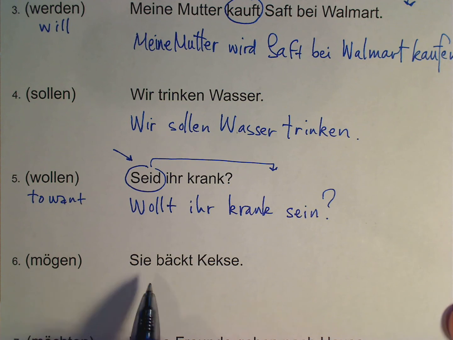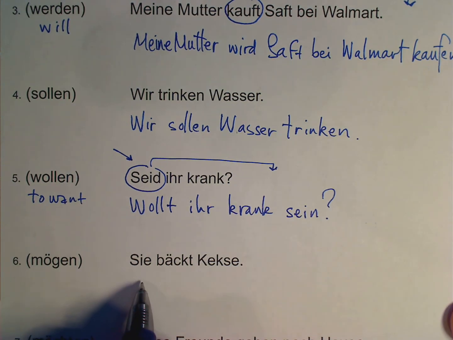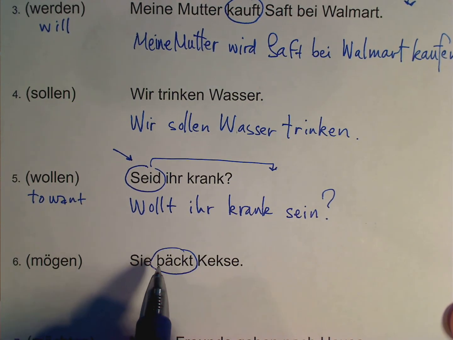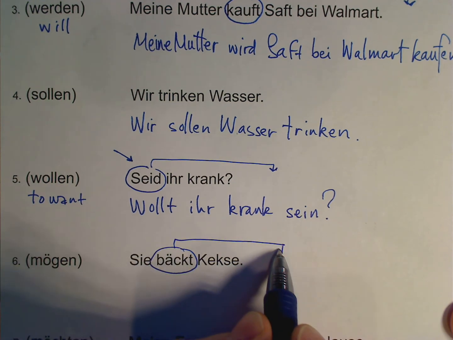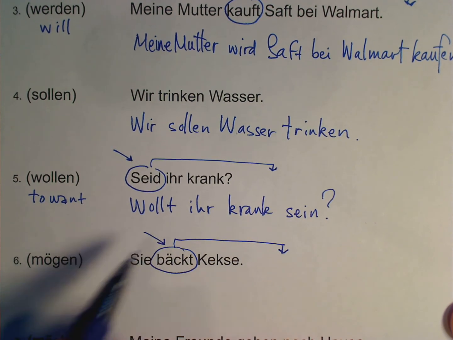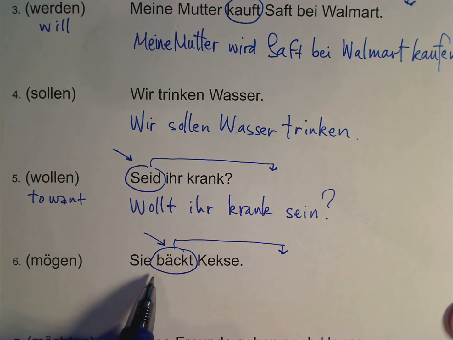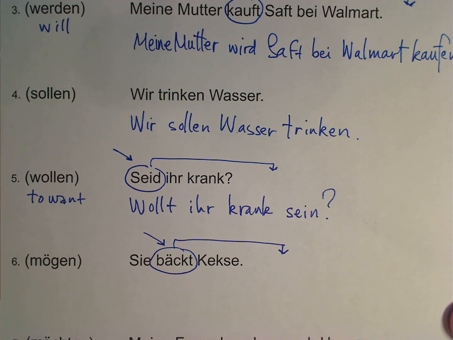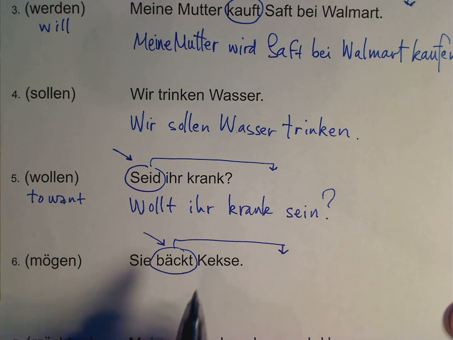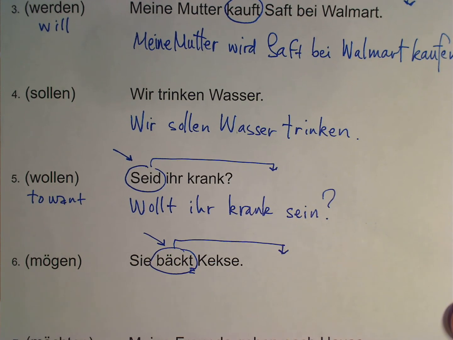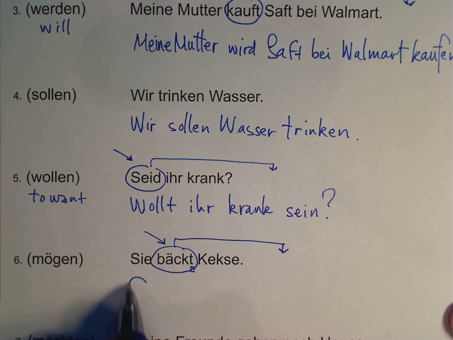Let's try this one. Sie backt Kekse. We're going to take this verb backt, unconjugate it, and throw it to the end. And in its place, put in the sie form of the verb mögen. Now, if you're looking at this form and you don't know which form this is, is it she? Is it they? Is it formal you? Well, the fact that it ends in a T helps us narrow it down to it being she, third person singular.